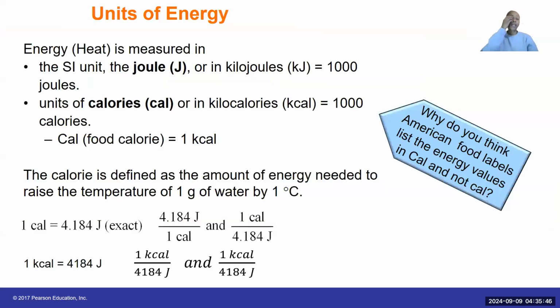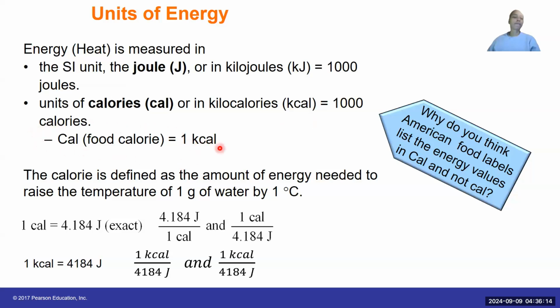So when we're taking a look at heat units, they're either going to be the joule for SI units or calories for the metric unit. So a lot of chemical reactions, you're going to see the joule or kilojoules. Remember, kilo means 1,000. So kilojoules means 1,000 joules, or kilocalories means 1,000 calories.